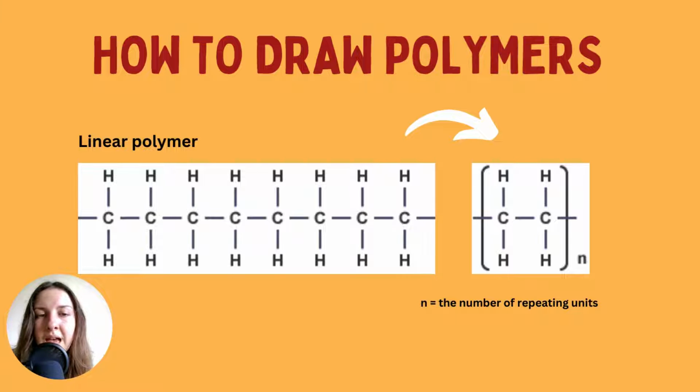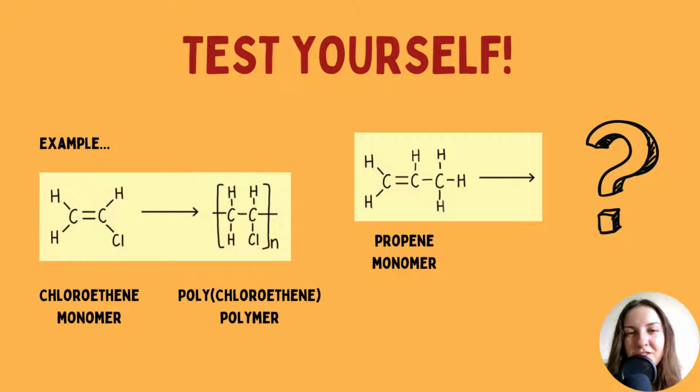That is one of the marks in the exam. And the N on the bottom right hand side essentially just means the number of repeating units. So in this case, you can see we've got 1, 2, 3, 4. We could put N as number 4 in this case.